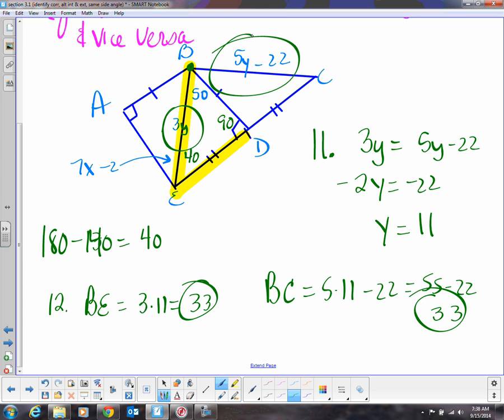Does she need the scissors? Sydney, are your scissors working? Okay.